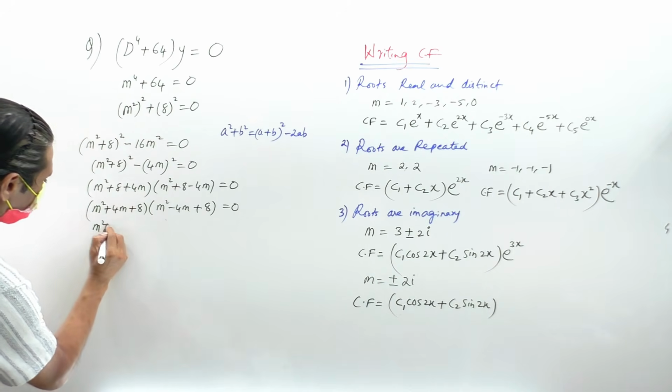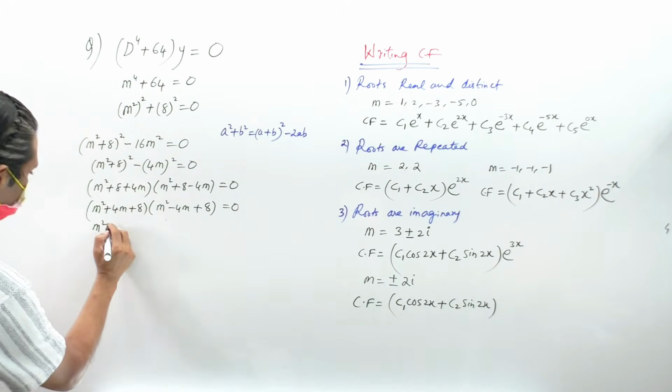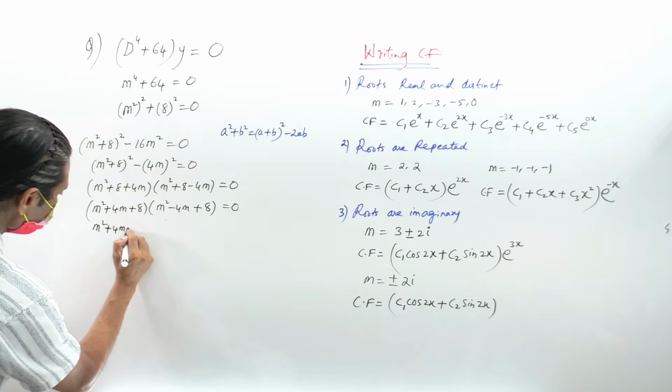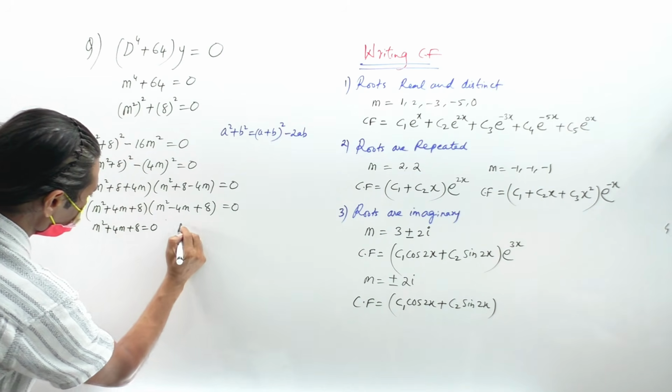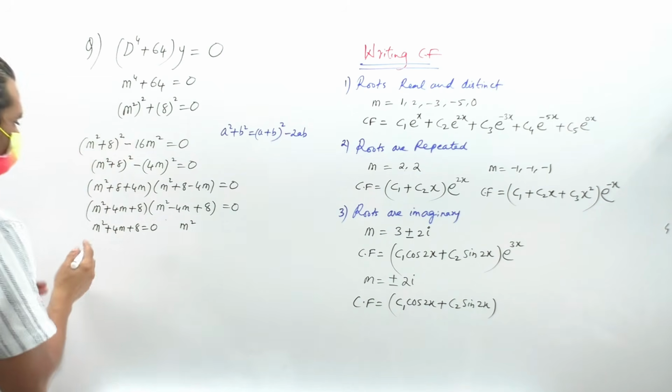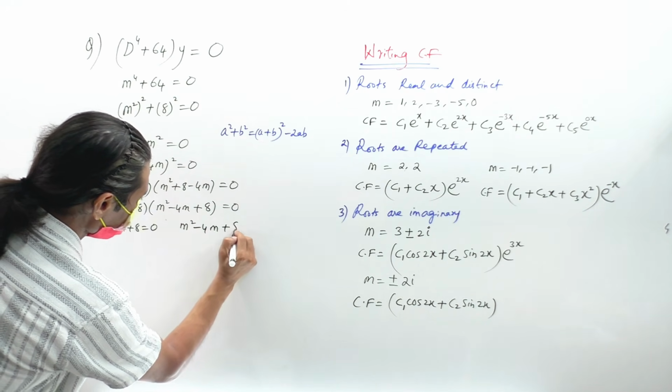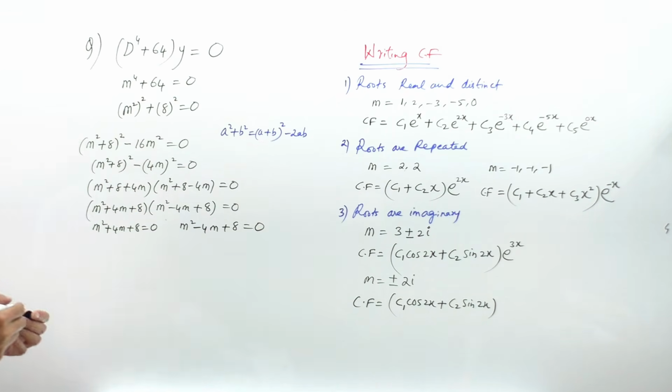That means the bracket equal to 0 gives one form: m square plus 4m plus 8 is equal to 0, and the other, from which you can find the other 2 roots, is m square minus 4m plus 8 is equal to 0. Now we can happily use the calculator.